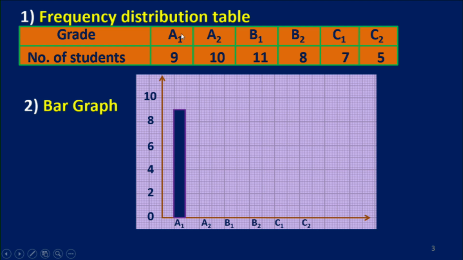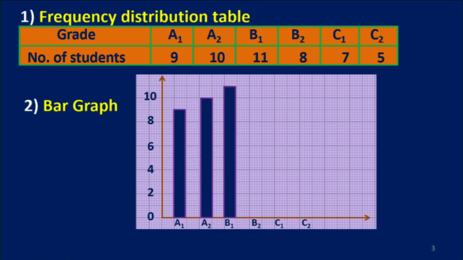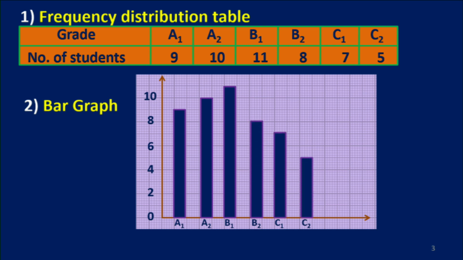What is the number of students for A1 grade? Yes, it is 9 students. So, 9 will come between 10 and 8. Next, A2, 10 students. B1, 11 students. B2, 8 students. C1, 7 students, C2, 5 students. Children, like this you can represent the given data using a frequency distribution table as well as a graph.